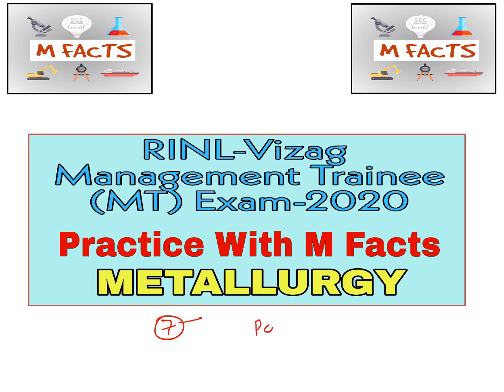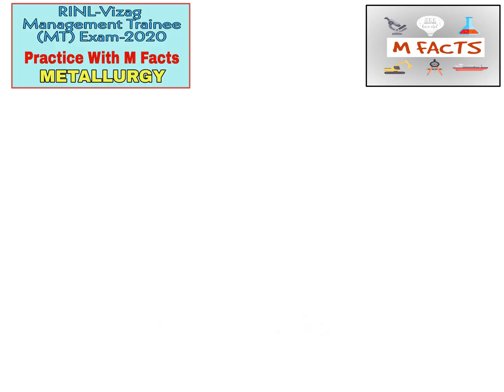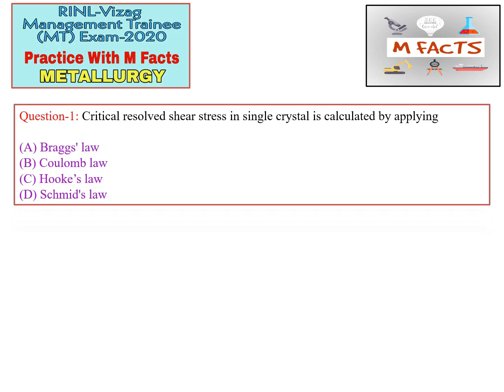This is part 8, and we will do the practice of some metallurgical questions in this video. So the first question of this video is: critical resolved shear stress in single crystal is calculated by applying. They have given 4 options: Bragg's law, Coulomb's law, Hooke's law, Schmidt's law.